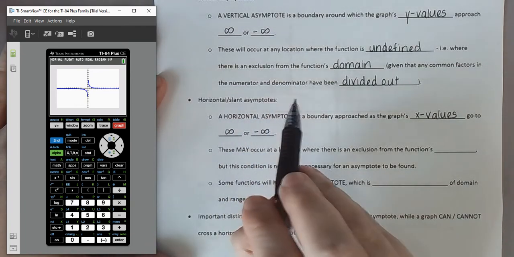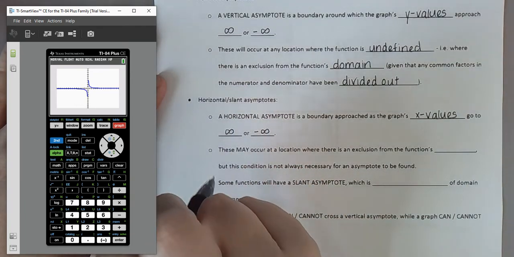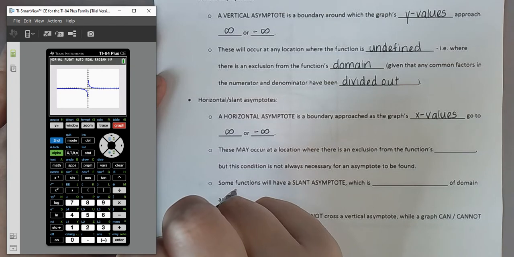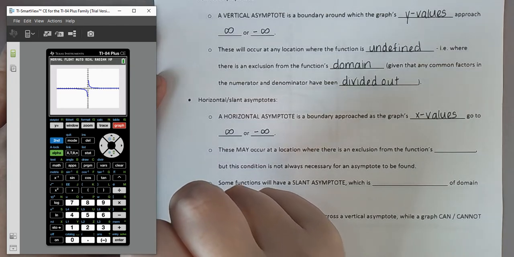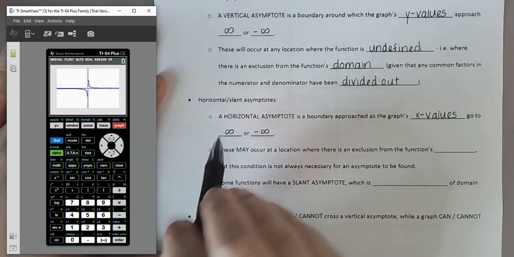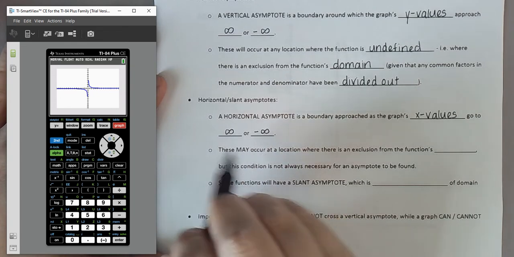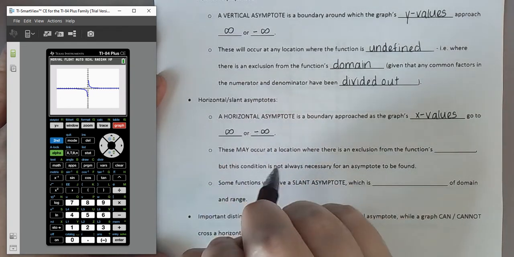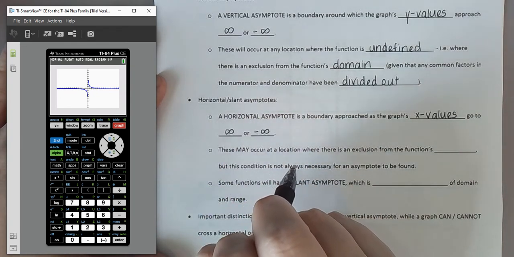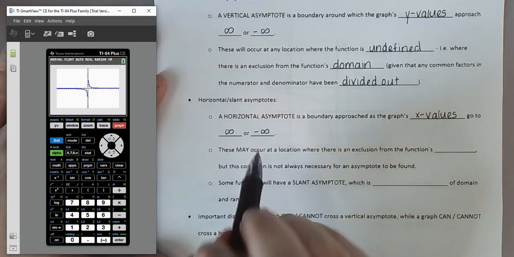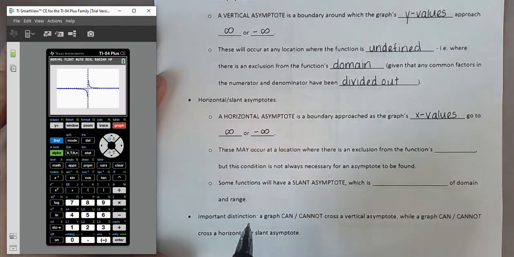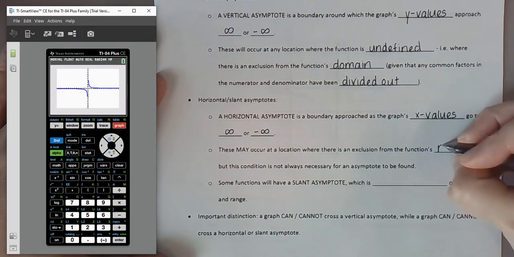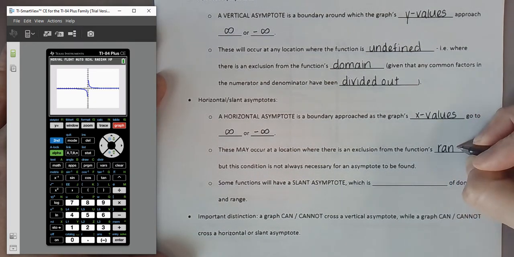Horizontal ones, well, if vertical is related to our domain, horizontal would be related to our range. We're talking about a y value. So these particular boundaries, these locations where things just go off to infinity, we get really close to a line, but we never touch it, we never cross it. They may occur at a location where there's an exclusion from the function's range, a break in the y values, but this is not always going to be the case.